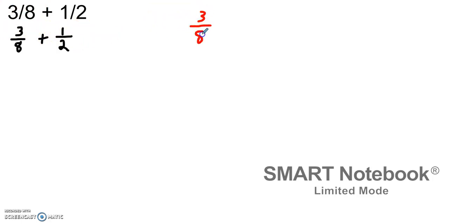Again, there are many different ways of finding a common denominator, which I will show you in class. But the simplified way is multiplying each fraction by the opposite's denominator. So for this fraction, the opposite denominator is 2. So I'm going to multiply both my numerator and my denominator by 2. And 3 times 2 gives me 6. And 8 times 2 gives me 16.